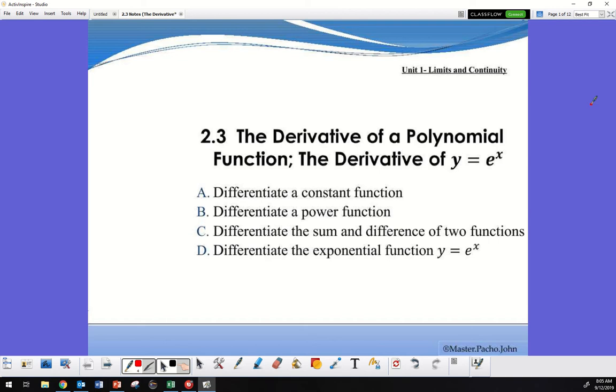All right. Okay, so I'm going to go over this. The derivative of a polynomial function and the derivative of y equals e to the x. I like this one. Y equals e to the x. Now, certain things that I tell you guys all the time, that we need to know: e to the 0 power is 1.